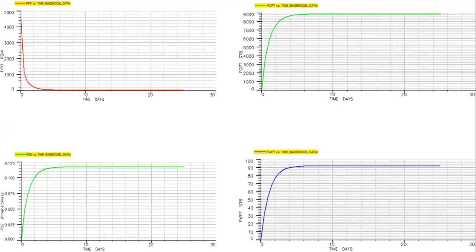Once the simulation has been run, the following output was yielded. The first graph represents the field pressure as a function of time. The second graph represents the field oil production in total as a function of time. The third graph represents the field oil recovery efficiency as a function of time. And the fourth and final graph represents the field water production in total as a function of time.